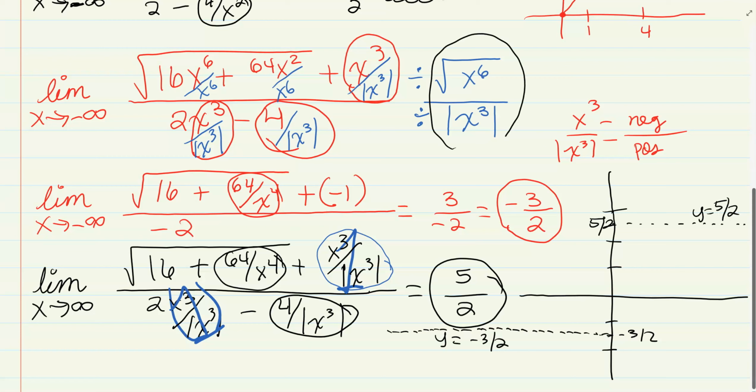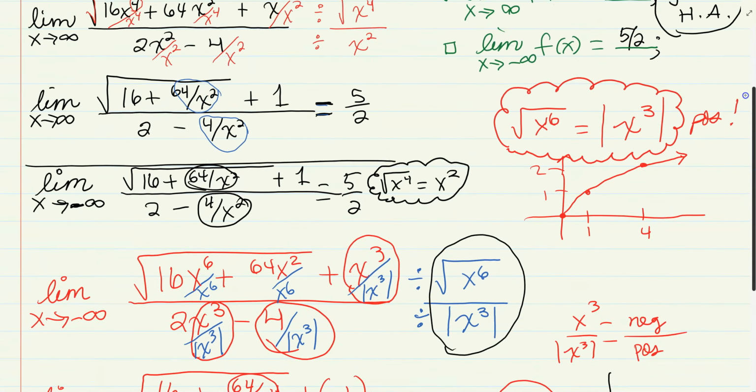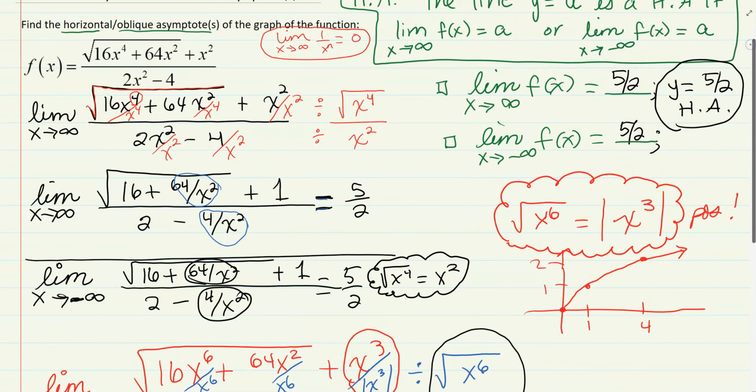Square root of x to the 6 is absolute value of x to the 3rd. Okay, so whenever your answer is an odd exponent, it could be negative, so you have to put an absolute value to it. Whereas here, the square root of x to the 4th will just be x squared, and it's okay because x squared is always a positive number.